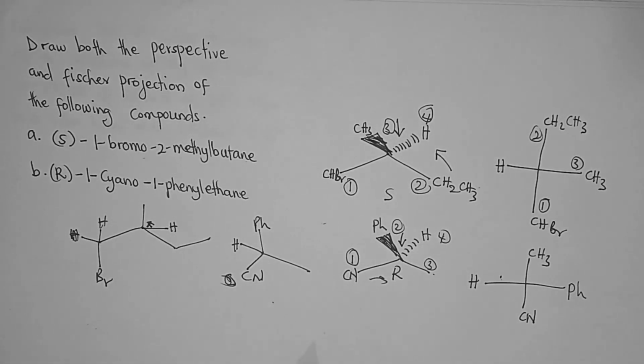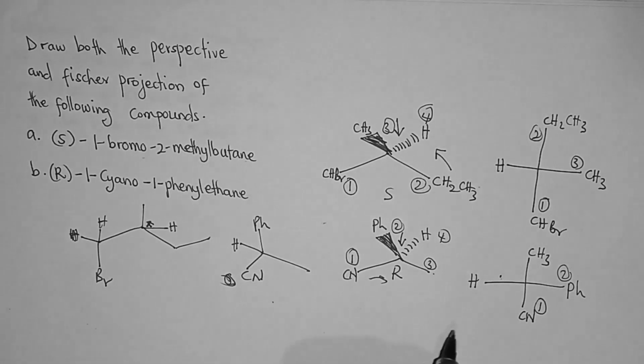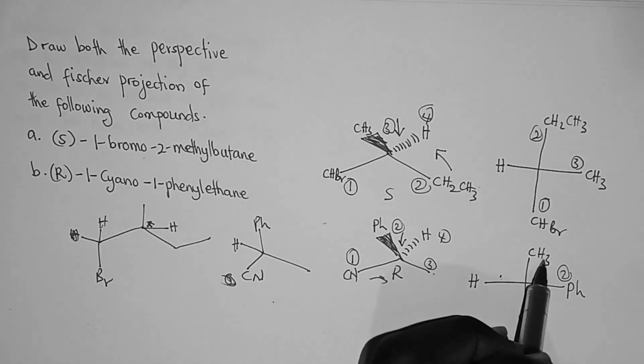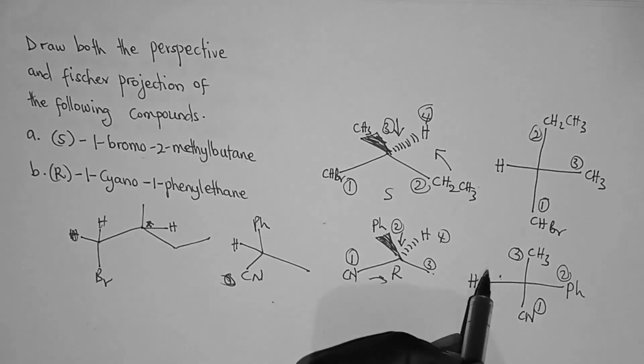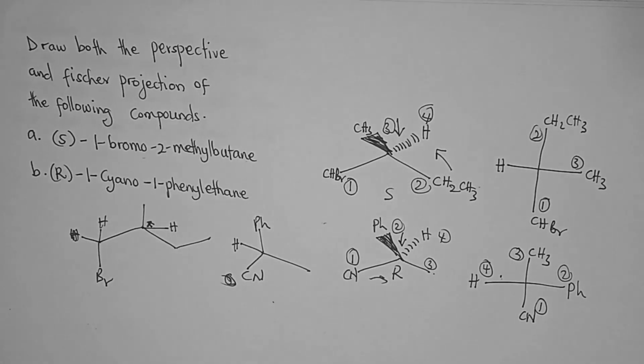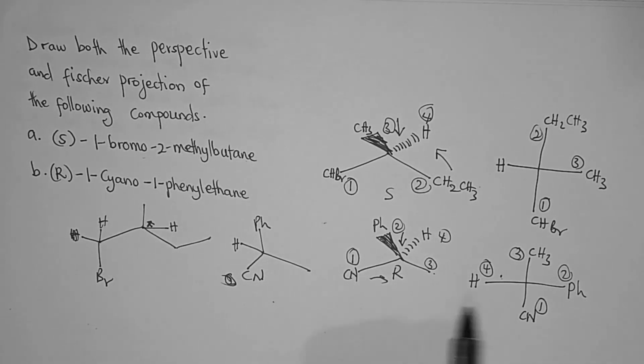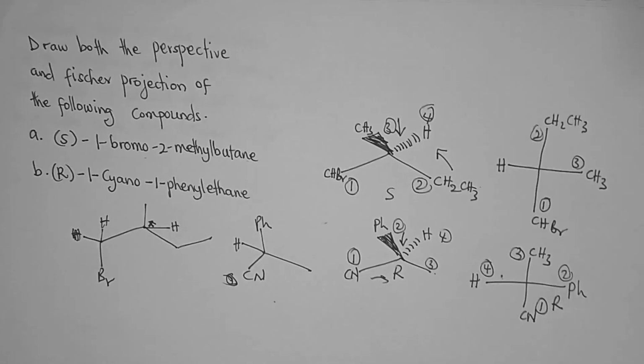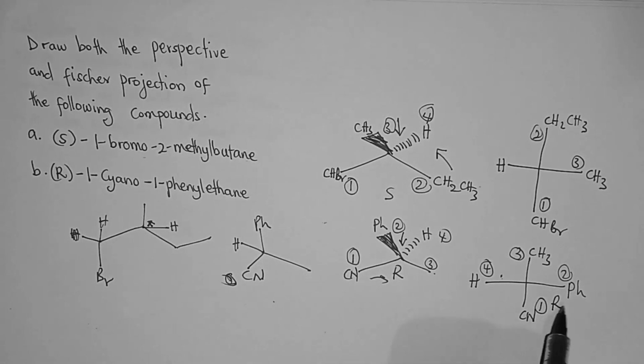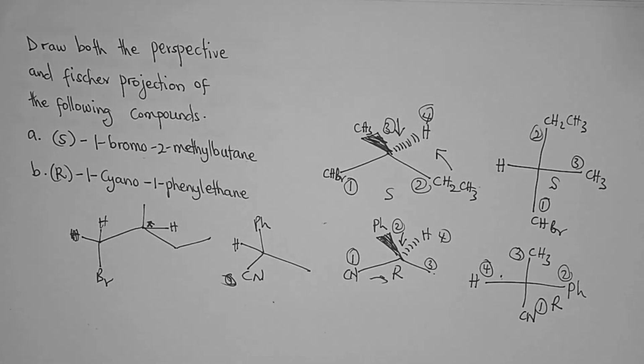So let's determine the configuration over here. This is 1, and then the phenyl group is 2, and then the CH3 is 3, and then the proton is 4. So this is an S, but because the proton is not pointing away from us, but rather pointing towards us, we reverse the configuration to make it an R. So this is an R, and this is an S.